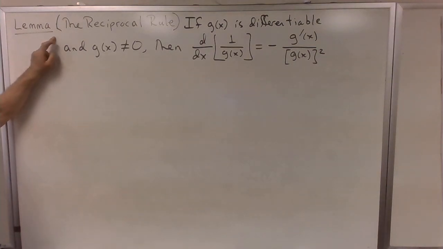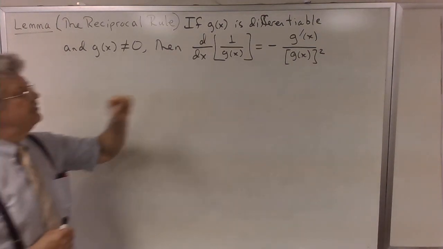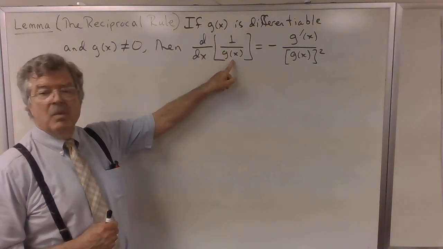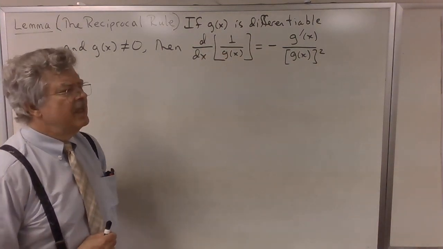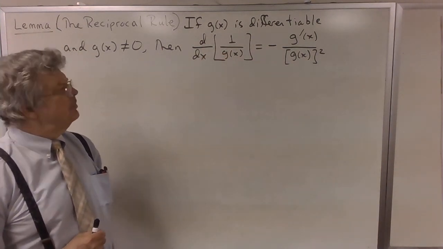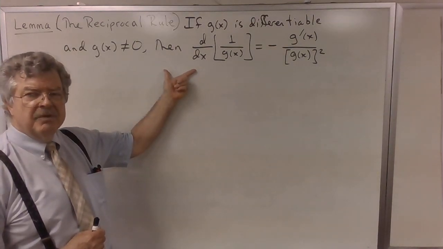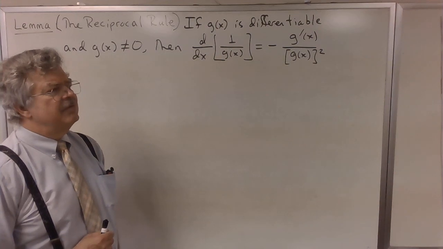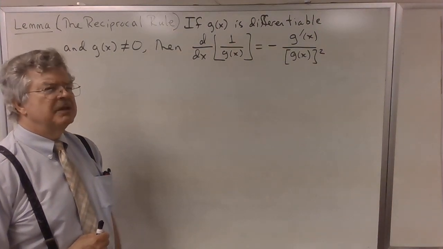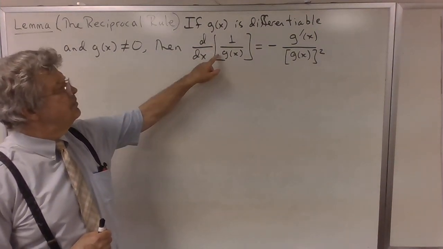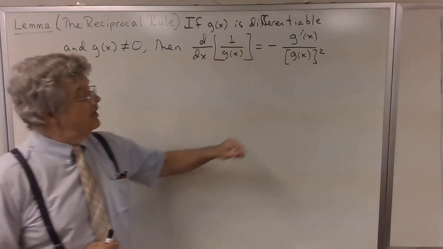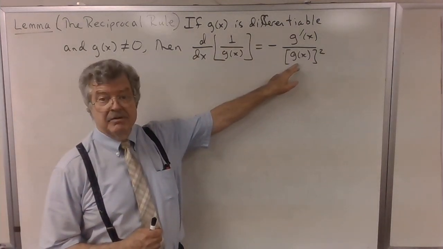This is a lemma. It tells us how to compute the derivative of 1 over a function. And it's a lemma because we're only going to use this to prove the quotient rule. After we have the quotient rule, we'll probably use the quotient rule to compute this derivative rather than using the reciprocal rule.